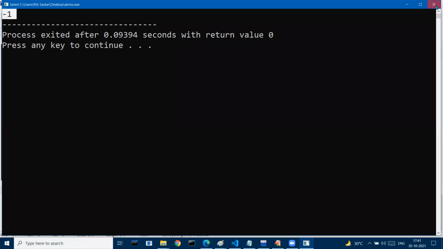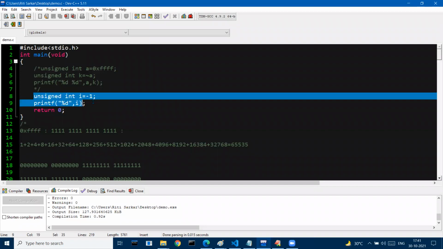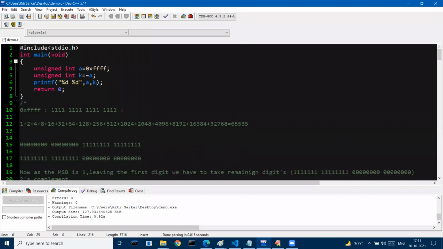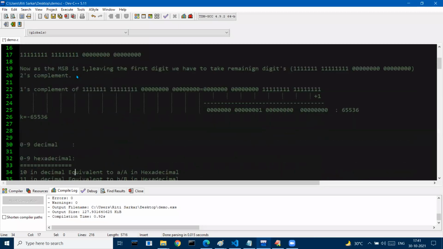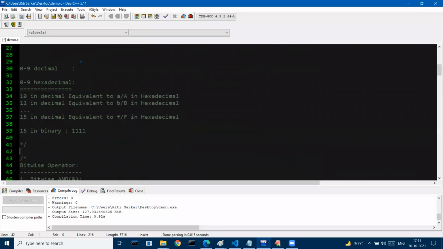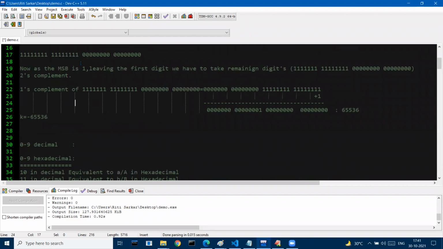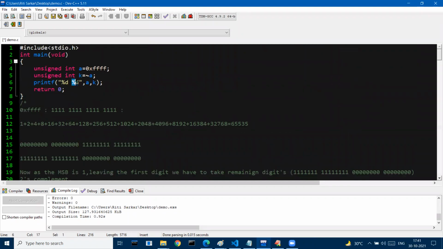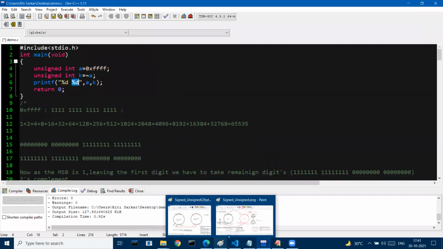Understanding? Let's come back to our discussion. Up to this we have done. What is the K value, guys? Sir, minus 65,536. But you are printing with what? Percentile D. Then which value should come? Negative of this will come, sir.